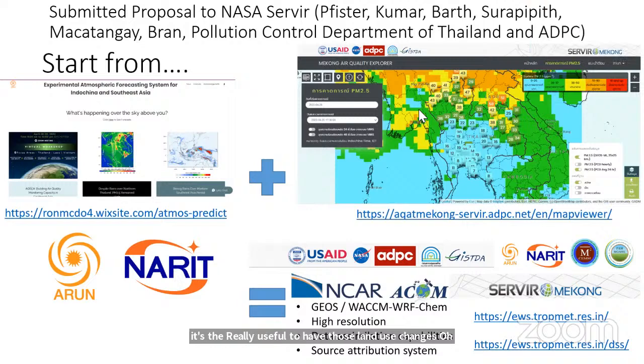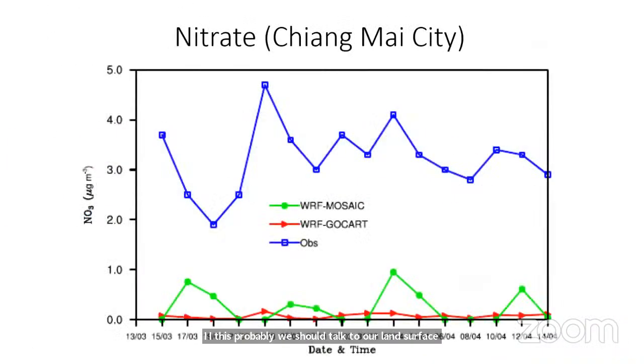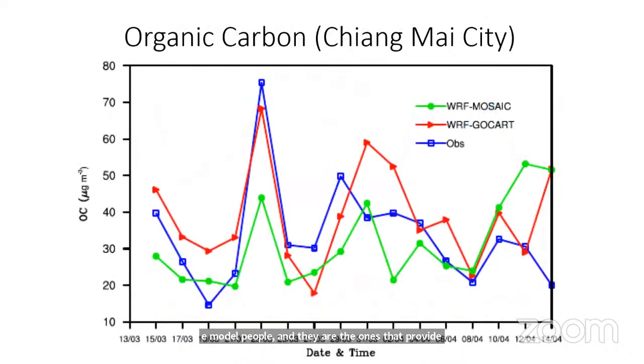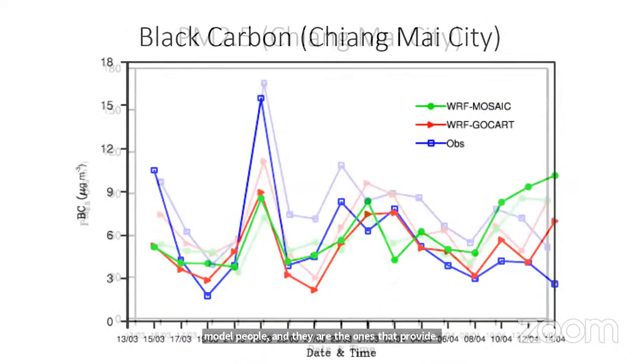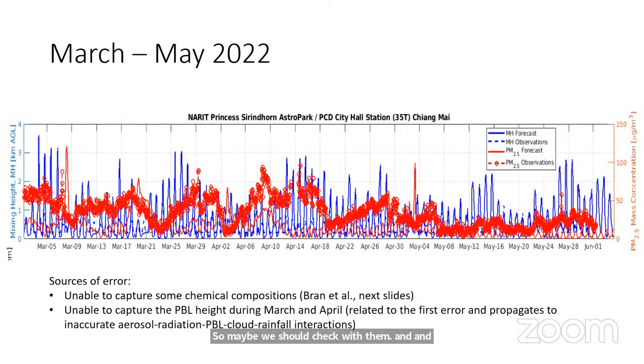I'll comment on that. We should probably talk to our land surface model people, who are the ones that provided the updated land use data to us in the past. So maybe we should chat with them and see if we can do something about that.